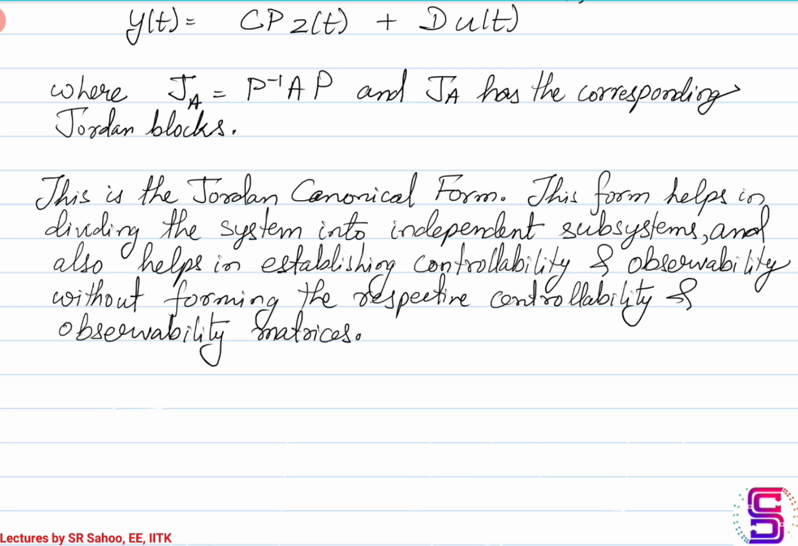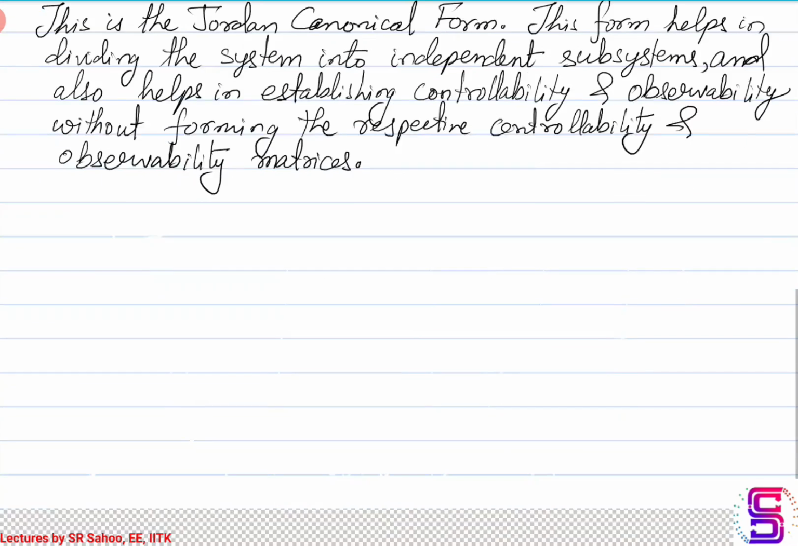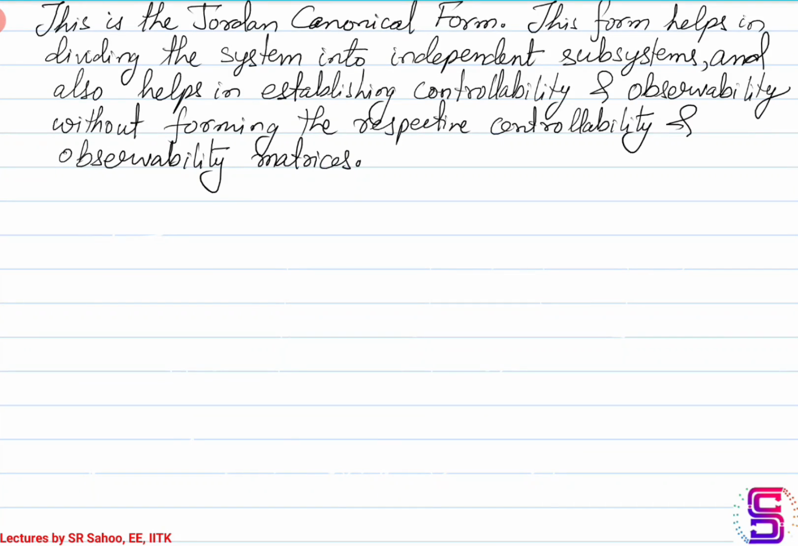Also, if a system is in its Jordan canonical form, then without forming the controllability or the observability matrix, just by observing the equations representing the linear time invariant system, one can actually conclude whether the system is observable and whether it is controllable or not. We'll see how this Jordan canonical form can be formed and how the conclusion about observability and controllability can be drawn just by seeing the matrix structure, through some examples.